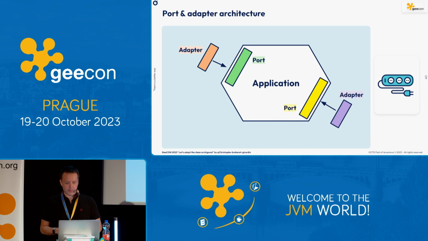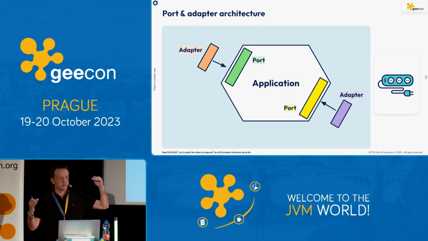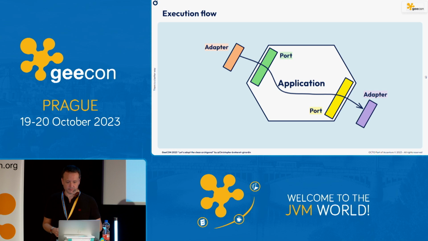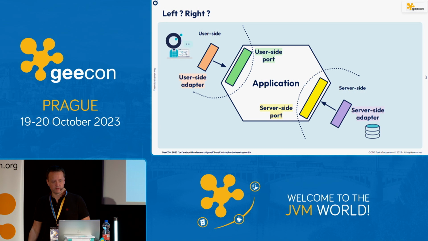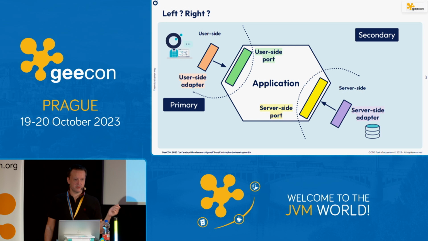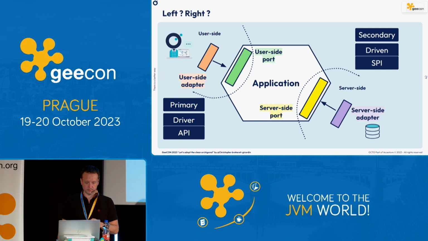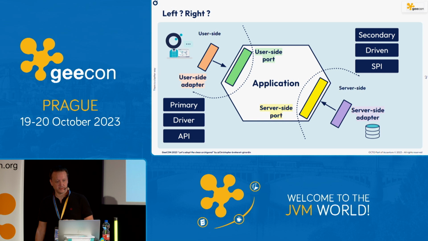The arrow is the dependency, not the workflow. The workflow is from left to right. You can call it left and right. You can call it user side for the left part, and server side for the right part. So you have user side adapter and port, and server side adapter and port. There are other names like primary, secondary, driver, driven, and API, SPI. SPI is for service provider interface.